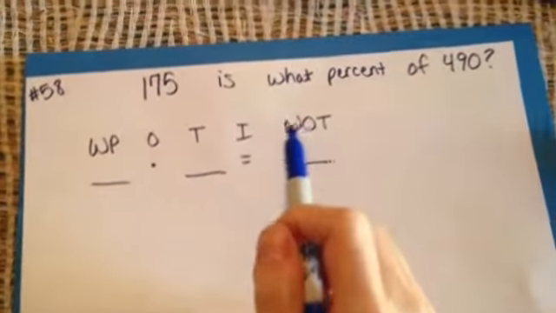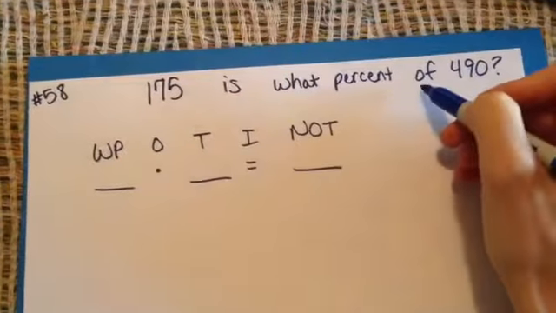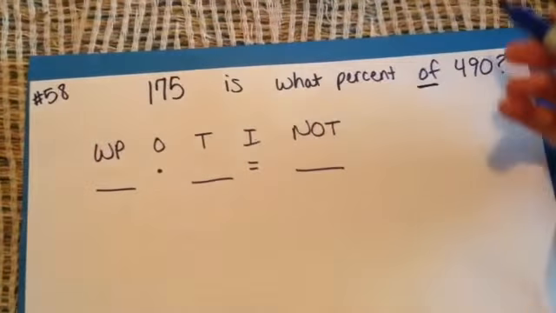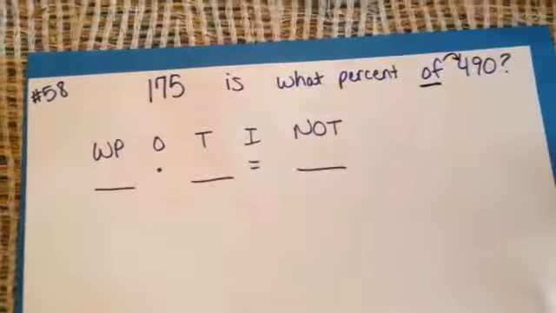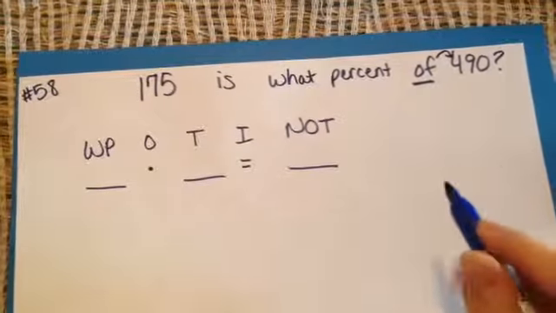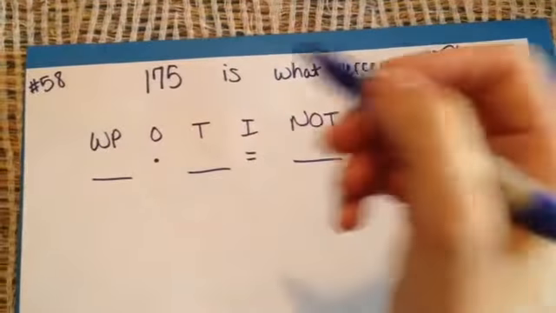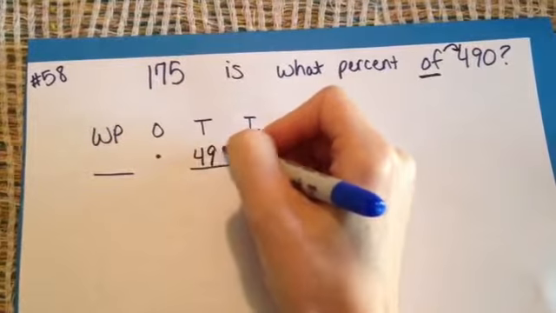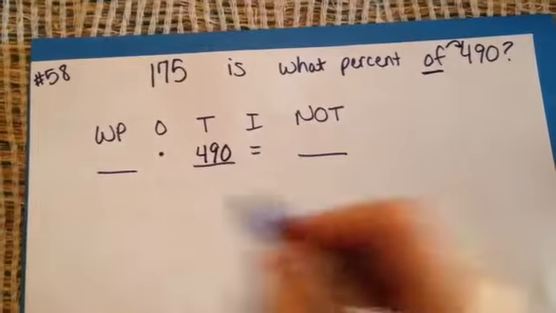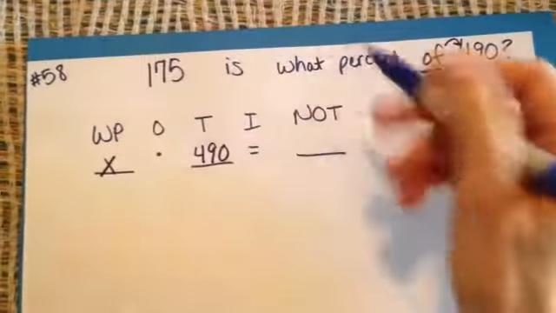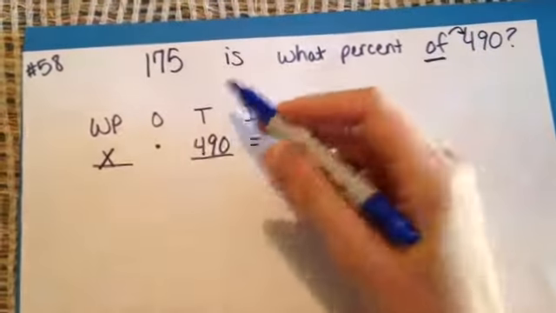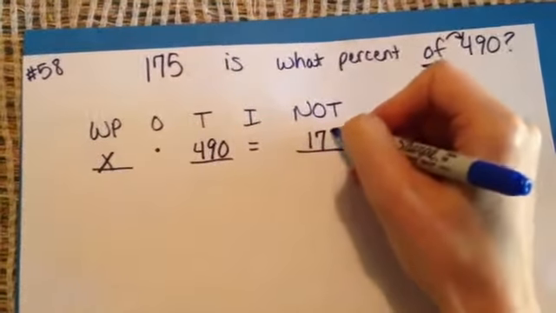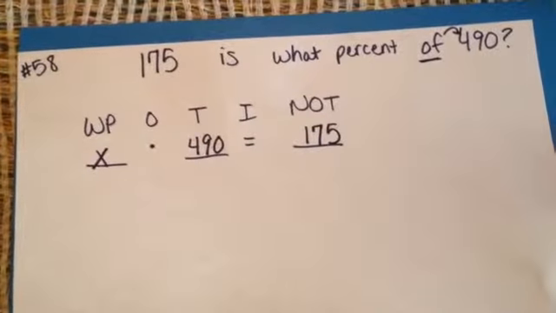Again, W potty naught stands for what percent of the total is the part of the total. I'm also going to use my strategy of looking at the word of, because I know that the total can be found just to the right of. So my total I know is 490. I'm going to plug that in. And then I don't have a percent. I'm solving for that because it says what percent. So that means 175 is my naught, or my part of the total.